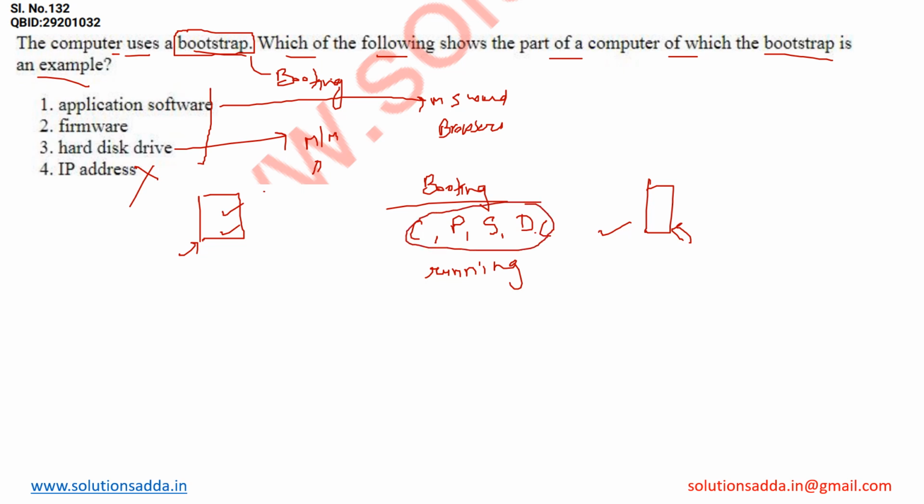The booting process immediately starts in order to check whether these devices are in a condition where they can work properly. So the initial program is called firmware. When the device is off and you switch it on, then the firmware is executed and the booting process will start. So it is called the bootstrap program.